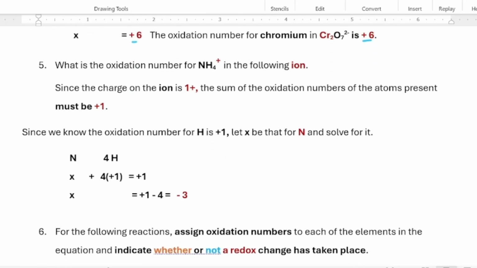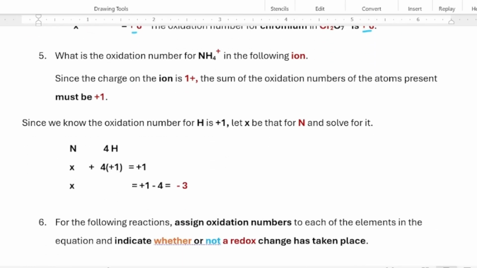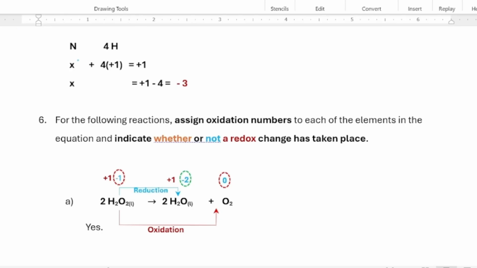And this brings us to a positively charged ion, that is ammonium ion. It's not neutral, so the sum of the oxidation numbers must be positive 1. We know that for hydrogen is positive 1. Let that for nitrogen be X and solve for it. You have 1 nitrogen, 4 hydrogen. This is X plus 4 for the positive 1, and that must be equal to positive 1 since that's the valence in the ammonium ion. Then in math, we end up that the oxidation number for nitrogen in ammonium is negative 3.